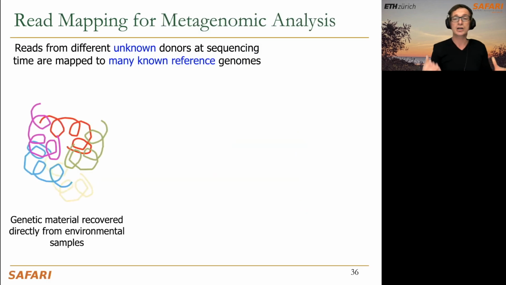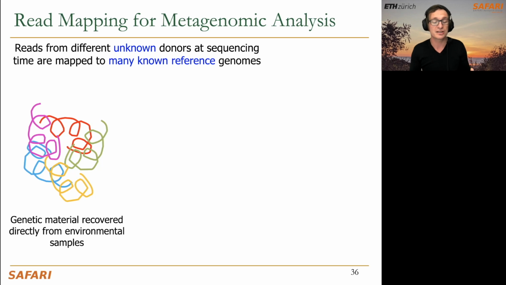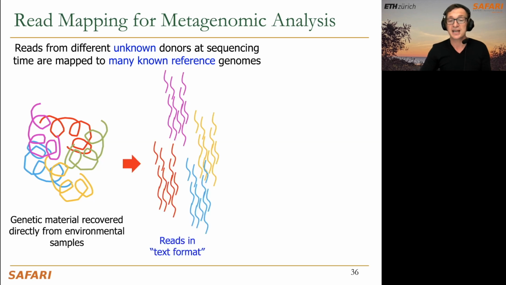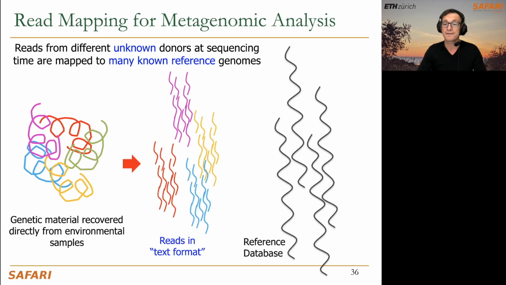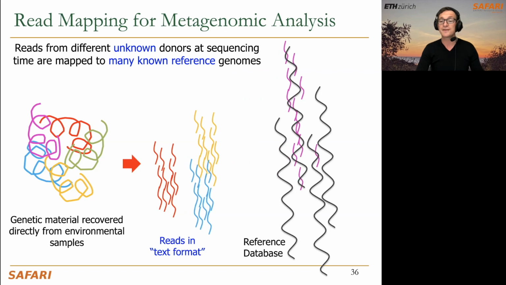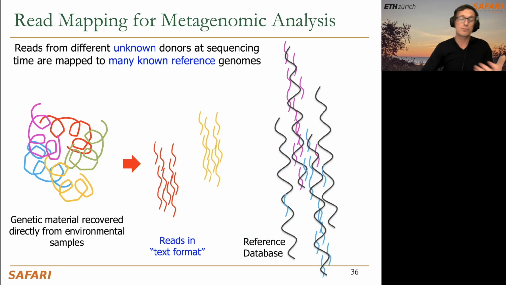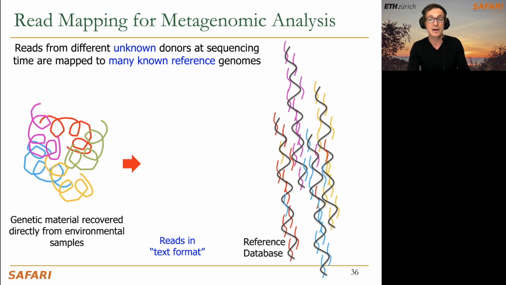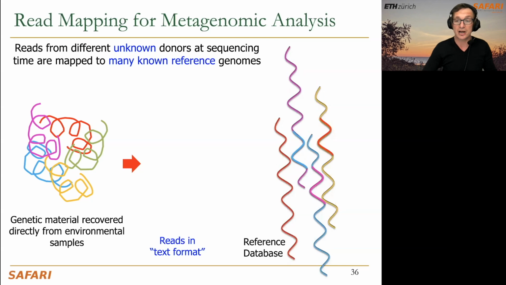This becomes even more complicated for metagenomic analysis. These are the examples that I showed you. You may recover genetic material from environmental samples, from a subway, for example, when you're doing outbreak prediction. Then you have reads in text format, and you need to map them to a reference database of many, many genomes and identify which pieces belong to which genomes, essentially. This way, you can identify potential outbreaks, potential viruses that are lurking around in a subway, for example. This is called microbiome sampling.